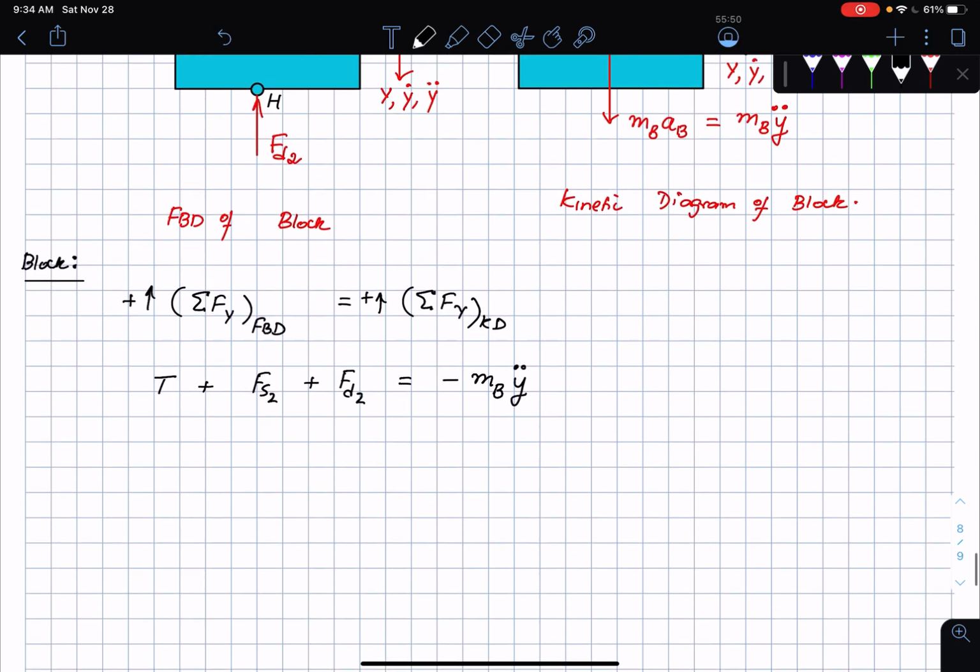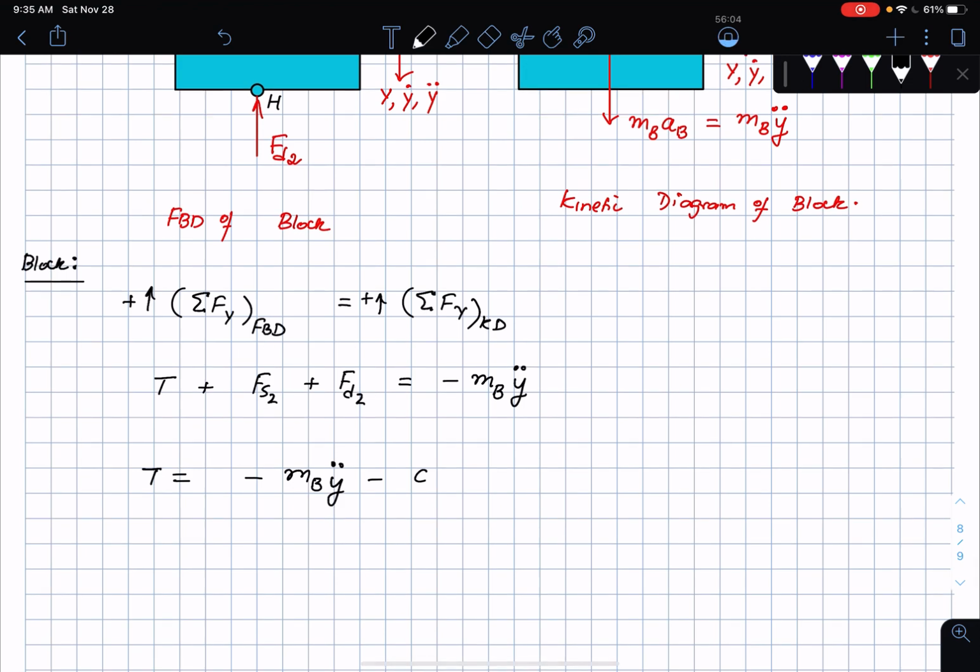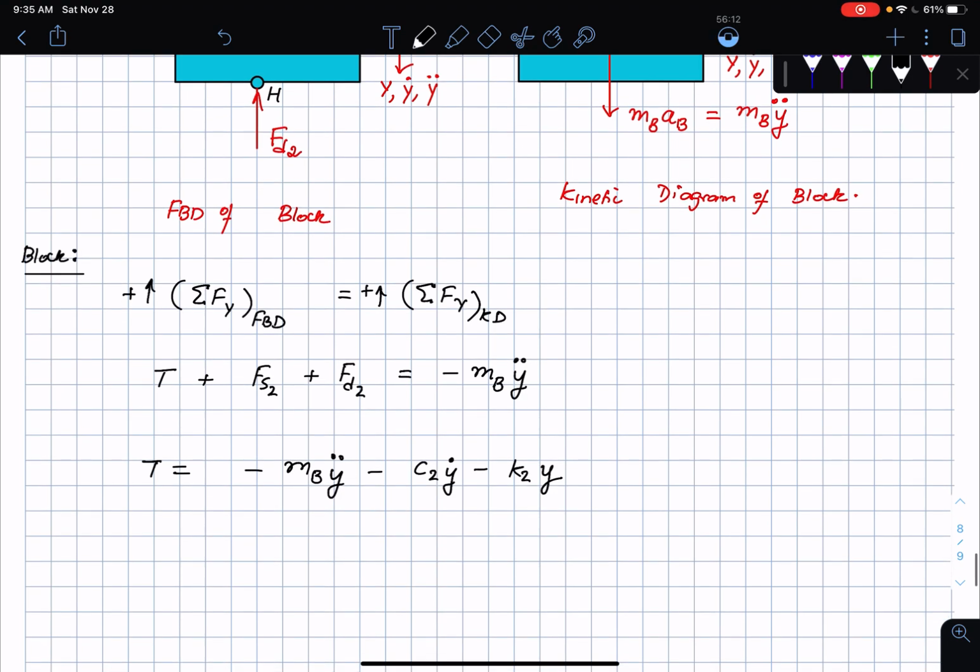Do the substitutions. If I write down everything, here is what I end up getting. Tension T is going to be minus mb y double dot minus Fd2, which is c2 times y dot, minus k2 times y. So these are all the things that I have for the tension.